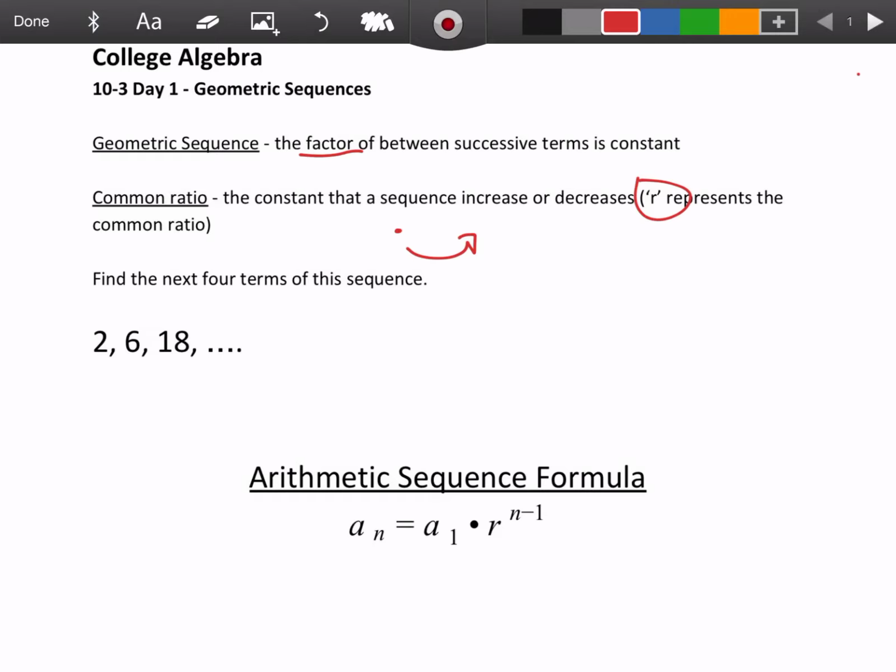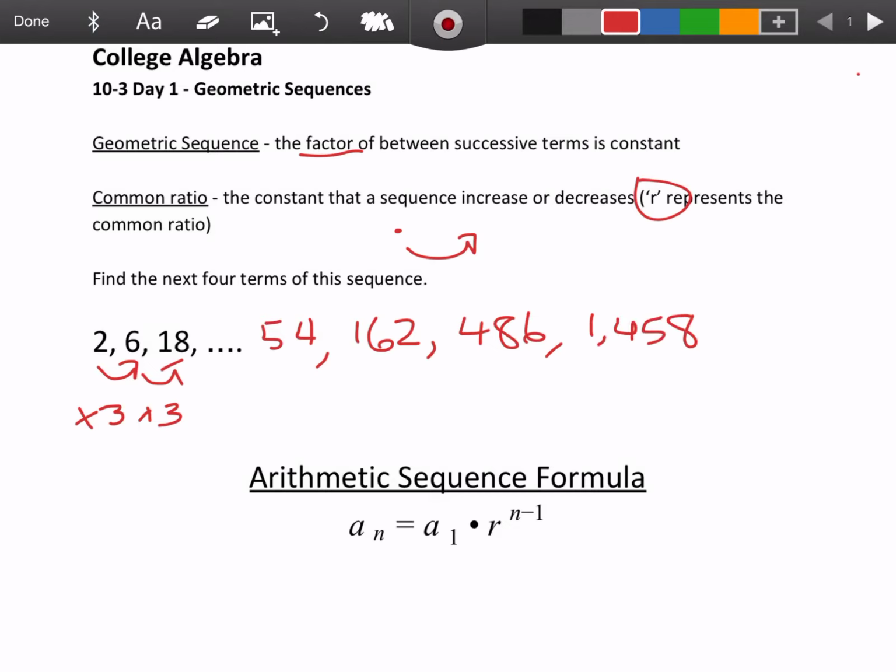For this first one, if we wanted to find the next four terms, hopefully you can see here we're multiplying by 3, and multiplying by 3 again, and so we'd keep doing that. So 18 times 3 would be 54, and then 54 times 3 would be 162, and then 1,458. Hopefully you're going to see why you're going to need a calculator for this lesson. You'll see how geometric sequences grow and decay much faster than arithmetic sequences do.